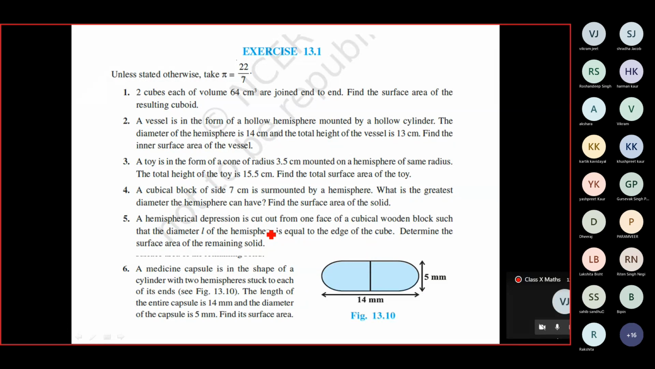When you are finding the surface area, first is the curved surface area of the cylinder. That means this much part, this part, you will find out. And also these two parts, one is this one, another one is this one. These two are spherical surfaces. So the curved surface area of two hemispheres plus the curved surface area of this cylinder, this you will apply, and you will get the surface area of the whole capsule.